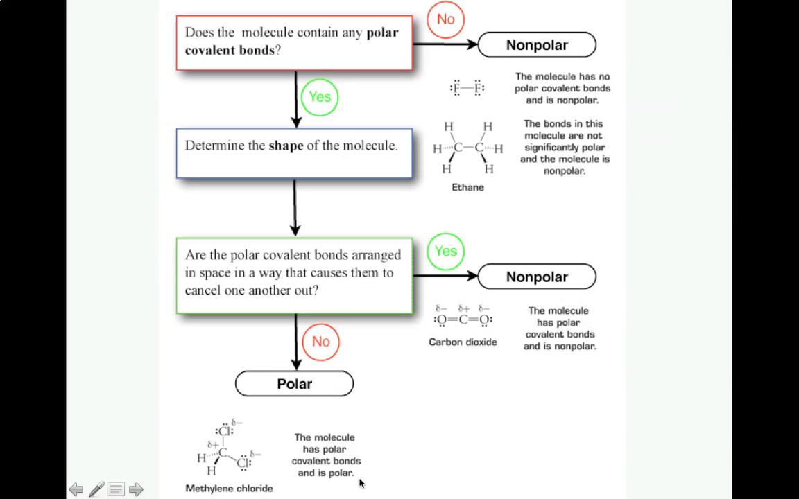And we have an example of methylene chloride here being polar because the chlorines are partially negative and the carbon's partially positive. Since it's not on all four atoms, they're not going to cancel each other out.